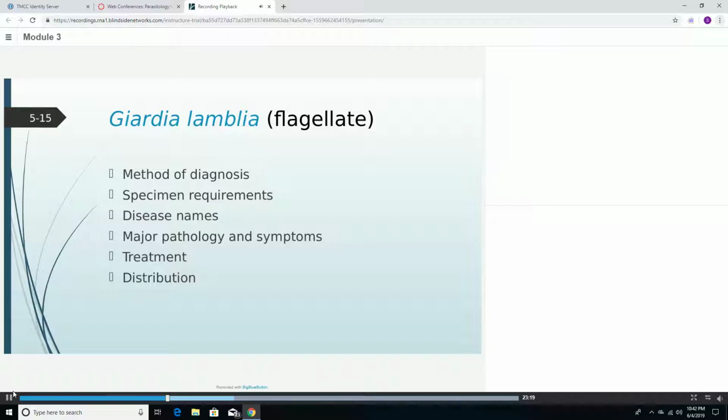So for the method of diagnosis for this parasite, we're going to want to recover and identify the troph or cyst stage in feces or in the duodenal contents. Specimen requirements: at least 3 stool specimens should be examined for possible parasites. The trophs adhere to the duodenal intestinal mucosa via a sucking disc, so they're not shed out in the feces as often. That's why we want to take 3 different stool specimens, to confirm an infection or to rule one out.